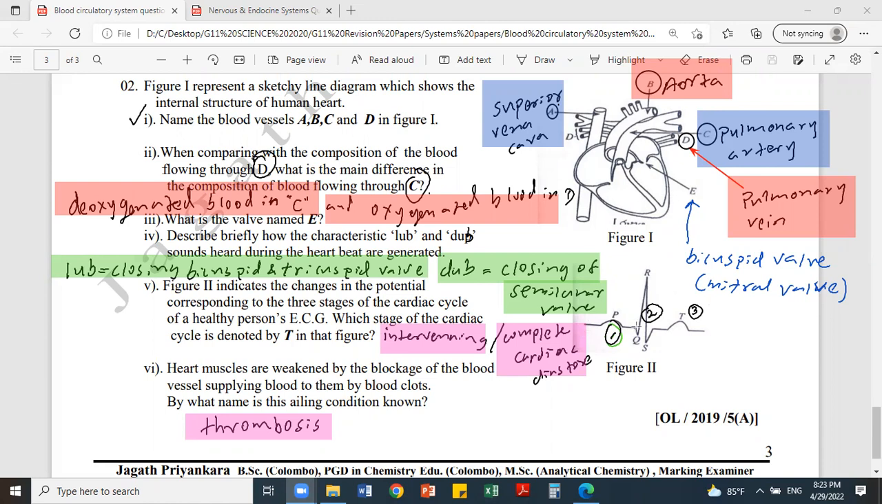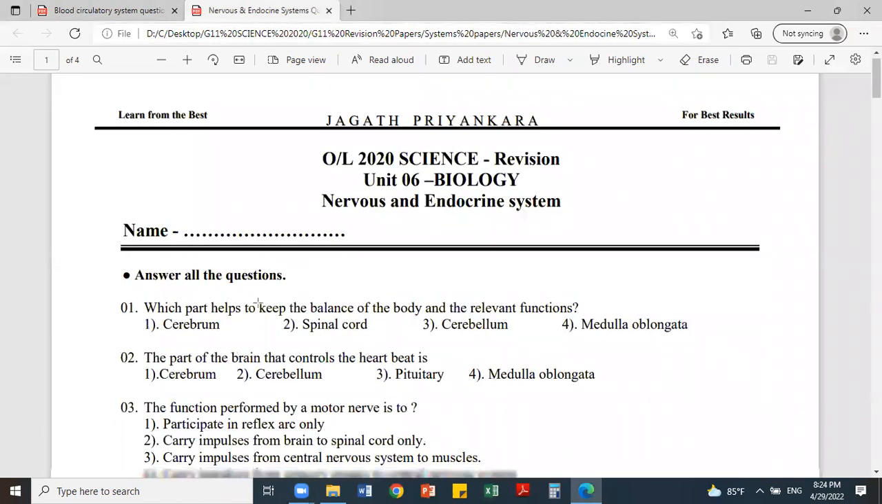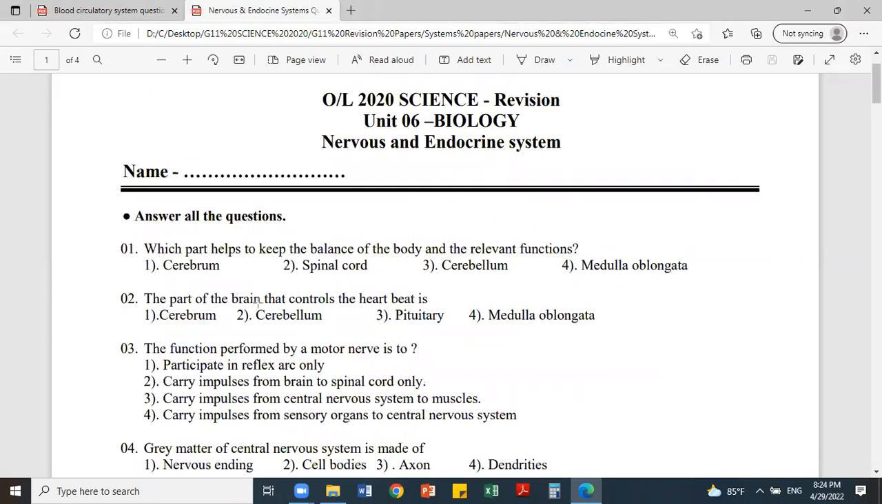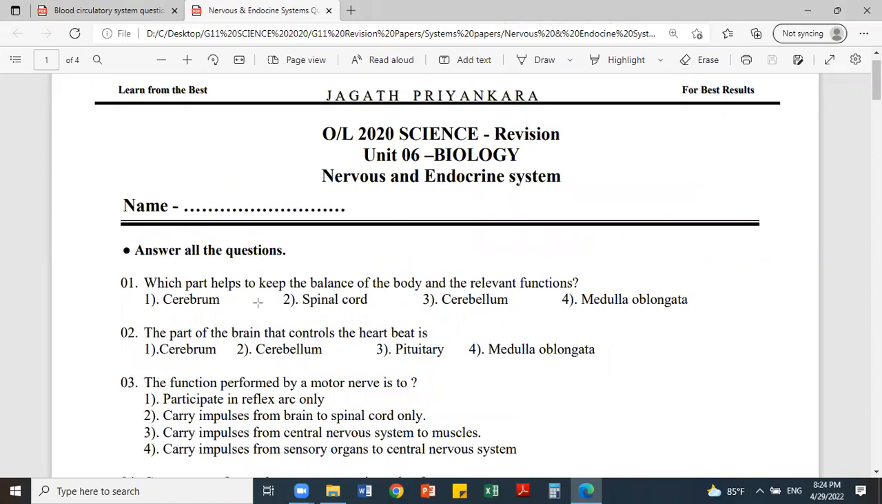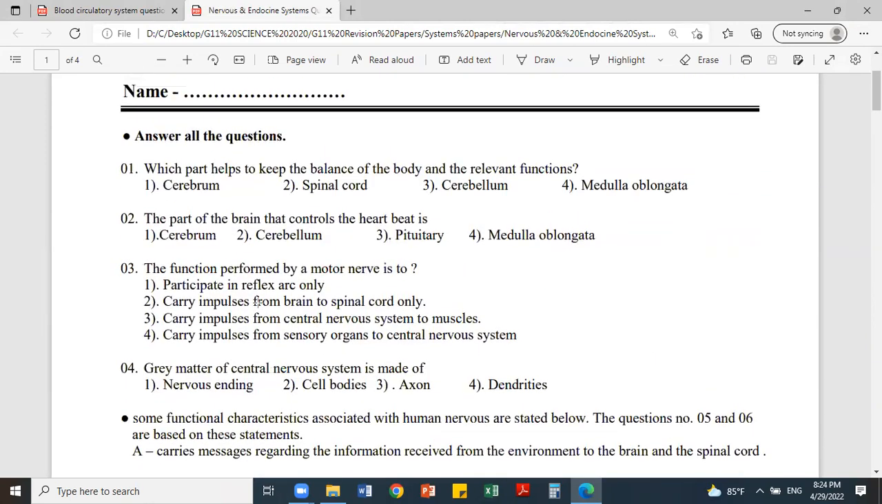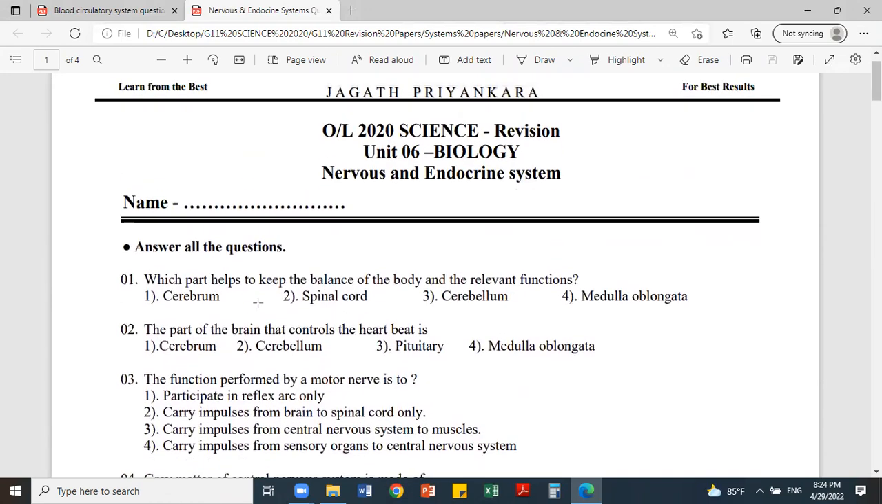Then let's move on to today's paper. If someday you have not got enough time to get a printout or hard copy, that's all right. You can just write Revision Unit 6, Nervous System and Endocrine System Revision, put the question number and write the answer. Before I explain the answer, you may write the answer.